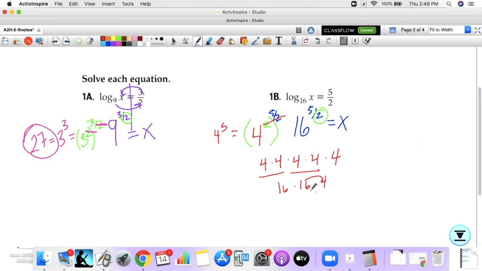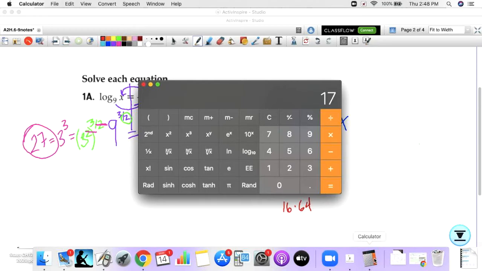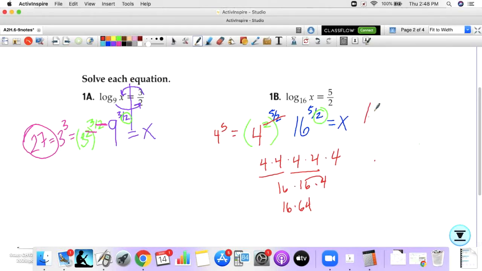16 times 4 I know is 64, so I have 16 times 64 right now. 16 times 64. 1024. Now, if I look at that number and I plug it in for my x, it's still non-negative, so I'm in really good shape, okay?